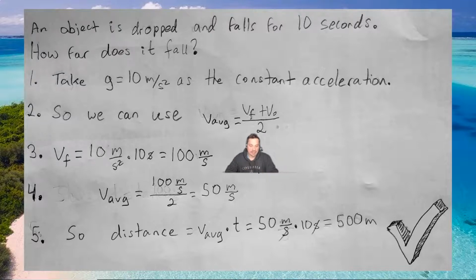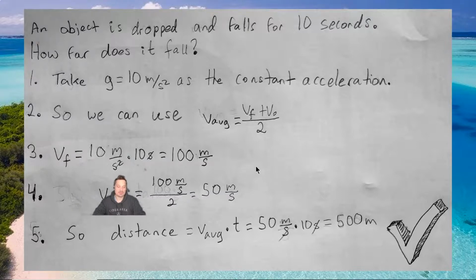Now after that, how do you actually find the average velocity? Well, you have to remember, because you were dropping the object, the initial velocity would be 0. So really all that remains is to find the final velocity. You can do that by taking the constant acceleration of 10 meters per second squared and multiplying by the 10 seconds. That 10 seconds comes from the fact that the object, we are told, is falling for 10 seconds. So at step 3 we have 10 meters per second squared times 10 seconds.